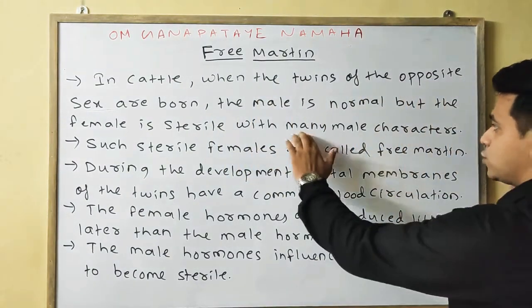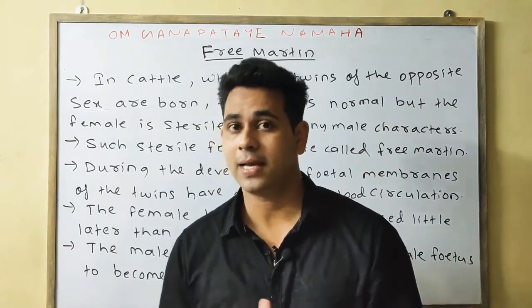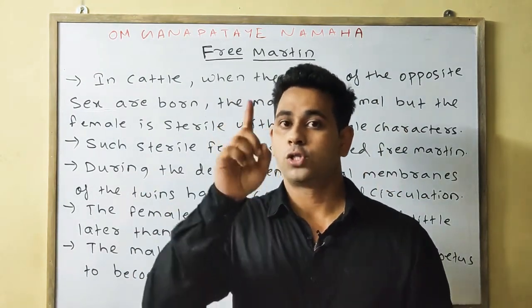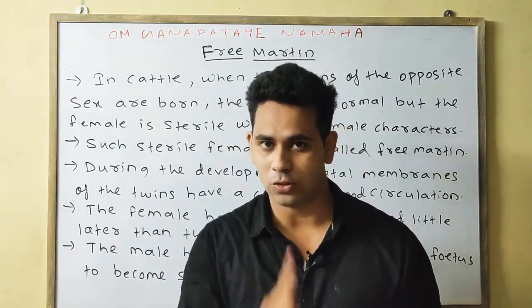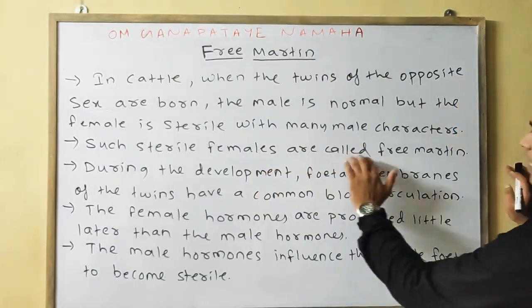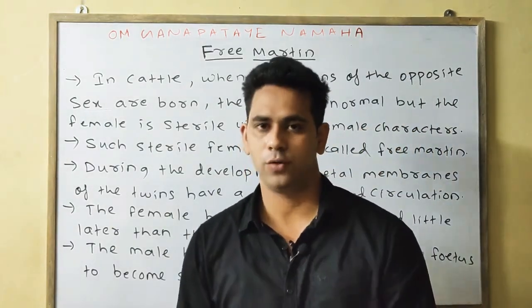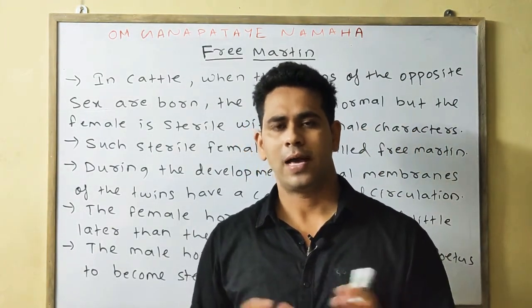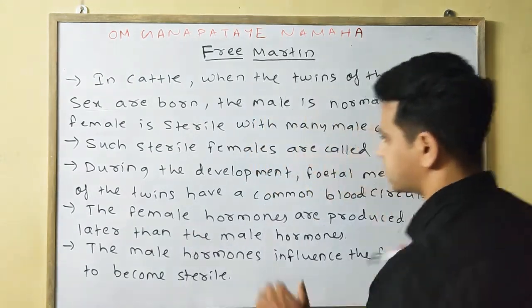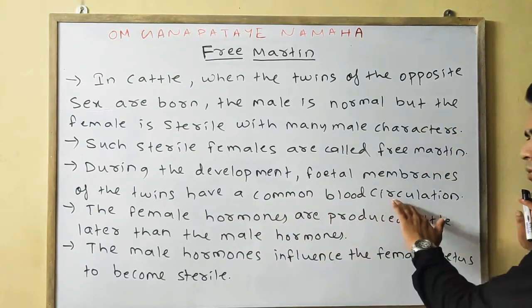Okay, and also having many male characteristics. Such a sterile female is known as the freemartin. Such sterile females are called freemartins. During development, as we know, the fetal membranes of the twins have a common blood circulation.